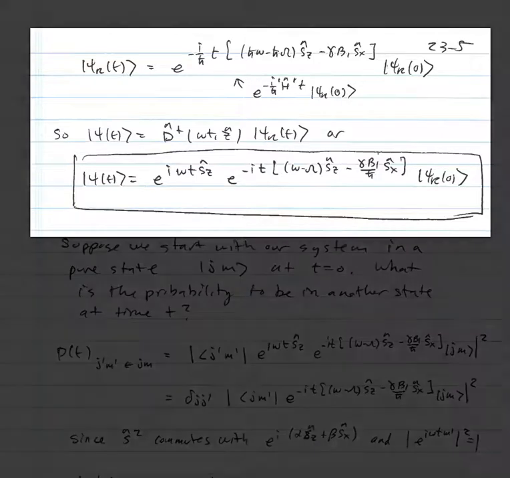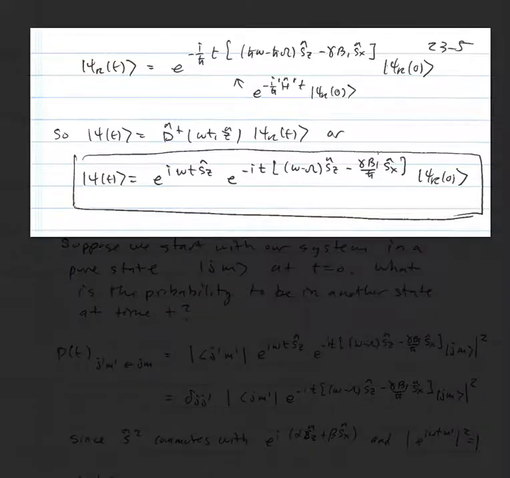Psi of t then becomes D dagger of omega t z acting on this psi rotating. We can plug in those two terms. We find psi of t is equal to e to the i omega t Sz, e to the minus i t times omega minus omega Sz minus gamma B1 over h bar Sx, all of that acting on psi rotating.